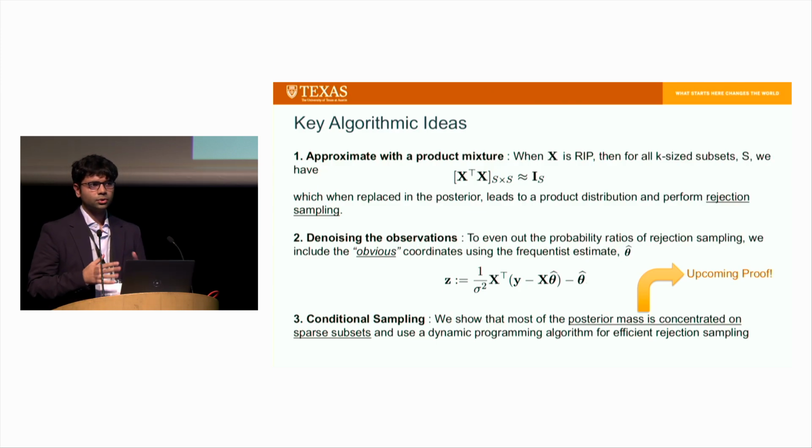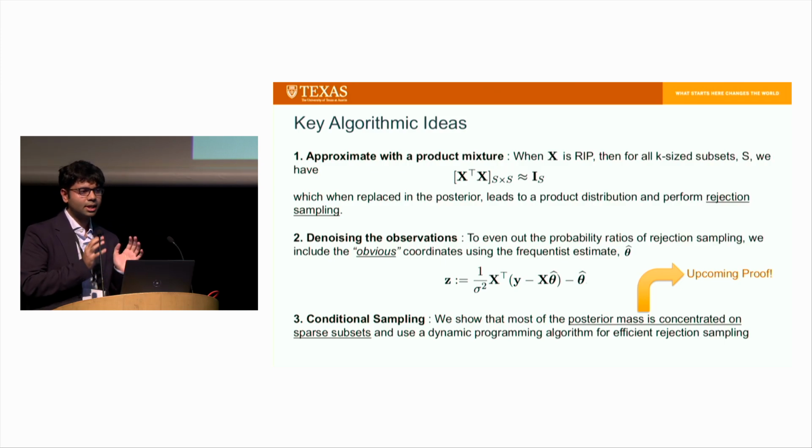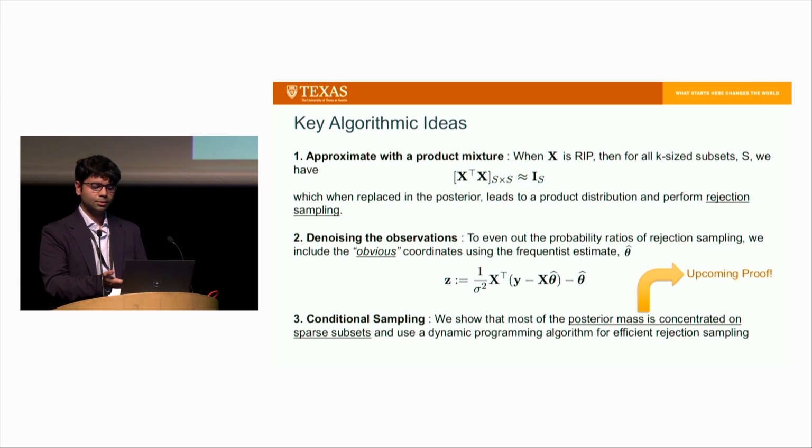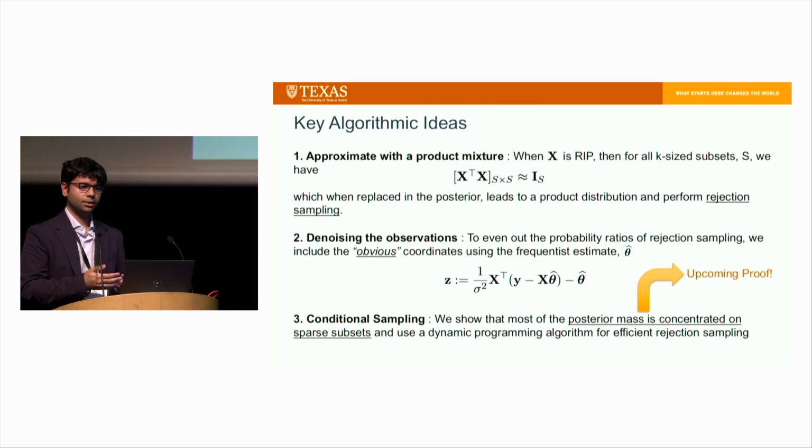Finally, we show a posterior contraction result, where we show that the posterior mass is concentrated mostly on sparse subsets. And this enables the sampling from the product distribution to be implemented efficiently using a dynamic programming-based algorithm.